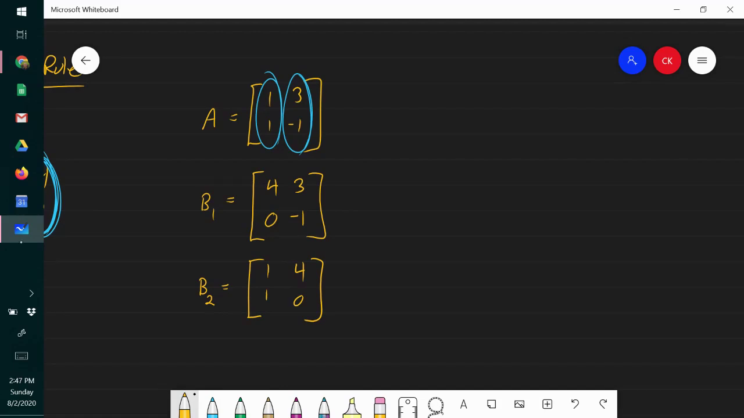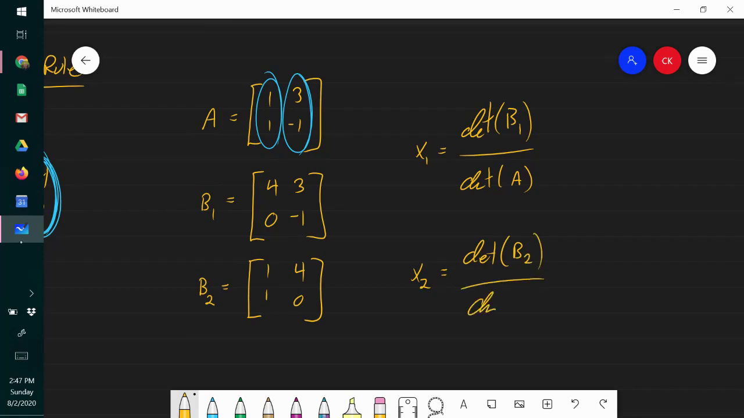And then we can find the solutions from our system here by finding the determinants and taking some ratios. So x sub 1 is what we get when we take the determinant of B sub 1 divided by the determinant of A. And x sub 2 is going to be the determinant of B sub 2 divided by the determinant of A. And those are pretty quick to compute in this particular instance.